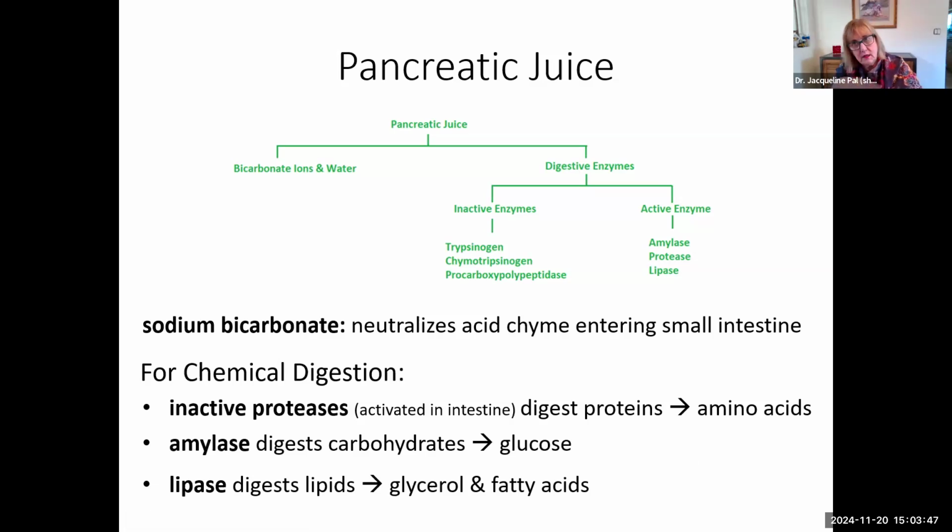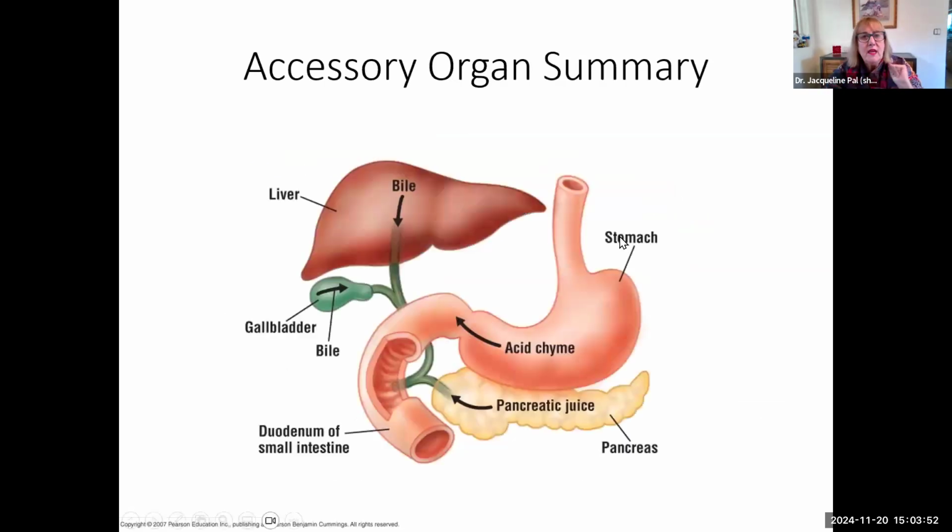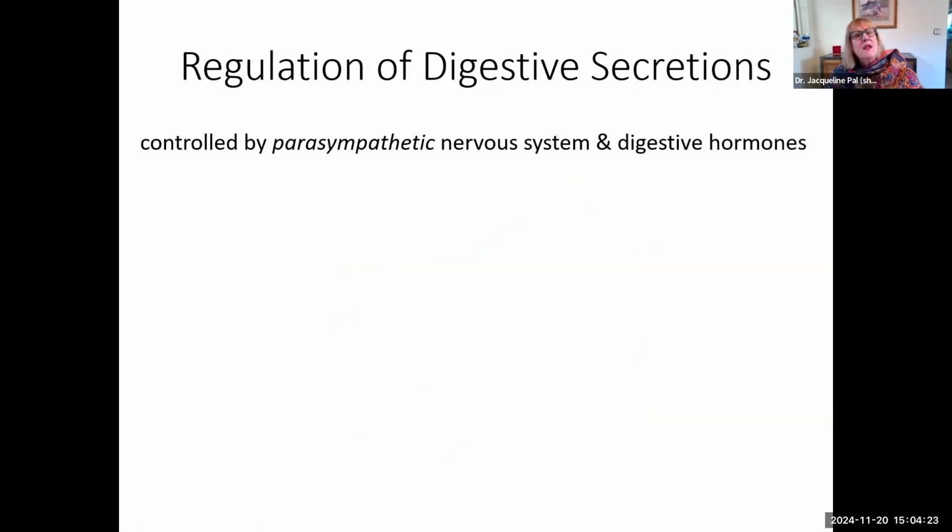Now that's going to be a little bit complicated, so pay attention when we get there. So here is the summary for the accessory organs. Bile coming from the liver can be stored in the gallbladder or can join up with pancreatic juices to try to neutralize the acid chyme, and then we'll be able to digest proteins, carbohydrates, lipids, and I haven't talked about it, but we're also going to be able to be digesting nucleic acids.